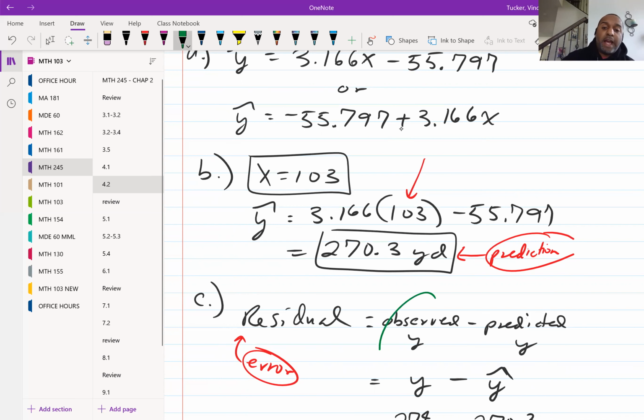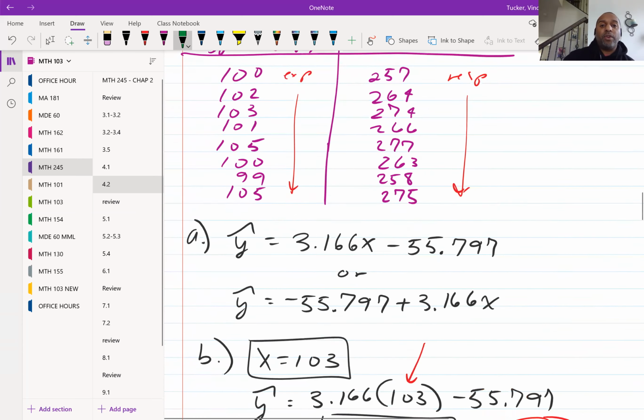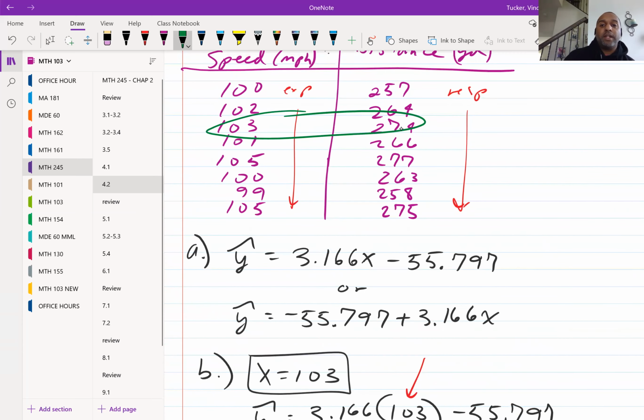So if you do not have an observed Y, you cannot find the residual. Okay, so you need your observed Y. In other words, you need to have hit the ball at 103 miles per hour in order to be able to find the residual. And when you go back to the chart, you see that there is an occurrence at 103 miles per hour.